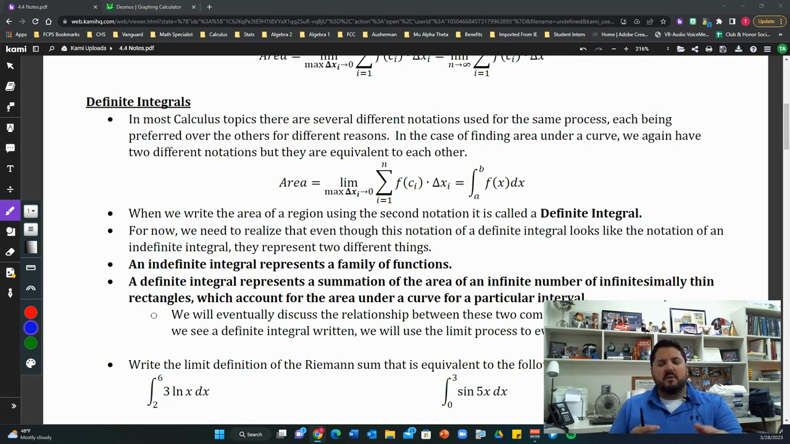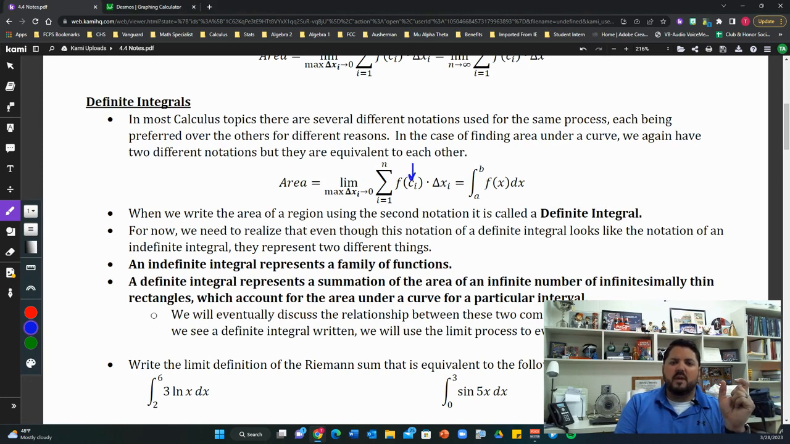We can work backwards and pick out the information because we do have some of that hiding. Our delta x formula is created using b minus a, so we can figure out the distance between the two. And our c sub i notation, remember, revolves around a. It's either a plus delta x times i minus 1 if I use the left endpoints, or a plus delta x times i if I use the right endpoints.